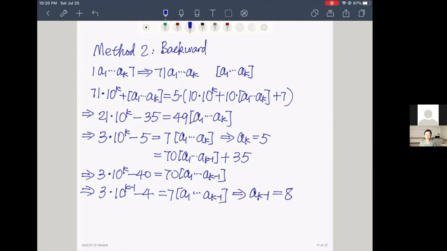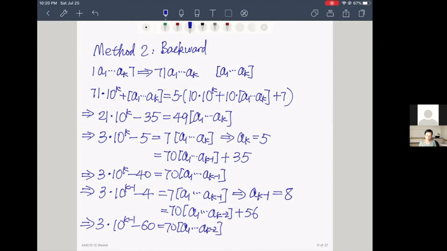We find the second to the last digit. And now substitute, we have a 70 A1 dot dot AK minus 2, then plus 56. So again, we want to simplify. We have 3 times 10 to k minus 1 minus 60 equals 70 A1 dot dot AK minus 2. And further, we have 3 times 10 to k minus 2 minus 6 equals 7 times A1 dot dot AK minus 2. You see that the left-hand side ends with a 4. The right-hand side is a multiple of 7. 2 times 7 is 14, which means that AK minus 2 has to be 2. So let me rewrite it to the next page.